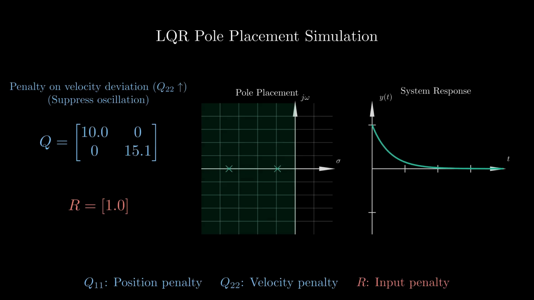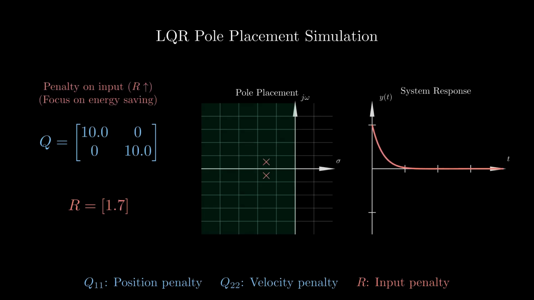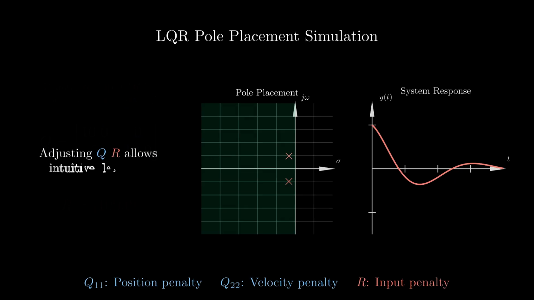Finally, let's increase the input penalty, R, prioritizing energy savings. Now the poles move back to the right towards the origin. The response also becomes quite slow. Yes, it suppresses control input. So LQR is a method where, just by adjusting the intuitive weights Q and R, the optimal pole placement is automatically calculated behind the scenes, achieving the desired response.